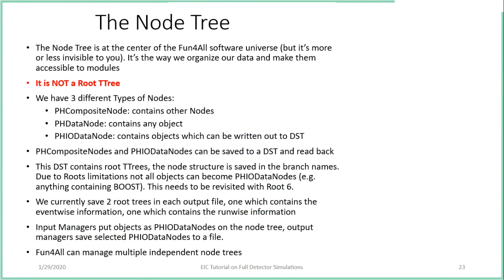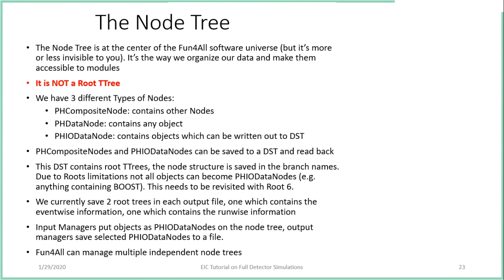A little write-up. So basically what you need to know is, again, it's a centerpiece, but you don't really see it. It is not a ROOT TTree. That's very important. A ROOT TTree has a bunch of restrictions we don't want to have on our node tree. What's being saved onto the output file is the composite nodes and the I/O data nodes. So basically the directory structure plus the data nodes.